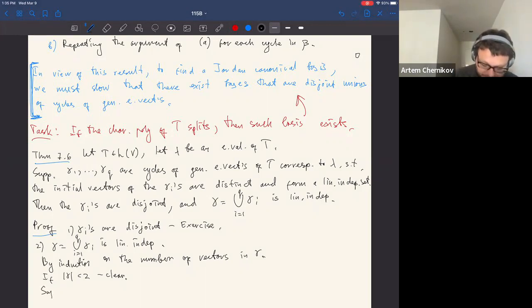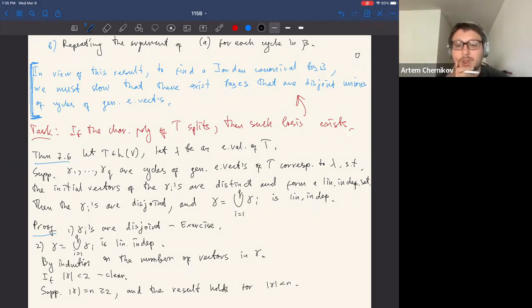So then for the inductive step, we assume that gamma has cardinality n greater or equal than 2, and we assume that the result holds for the cardinality of gamma less than n. All right. So now we need to show that gamma is a linearly independent set.